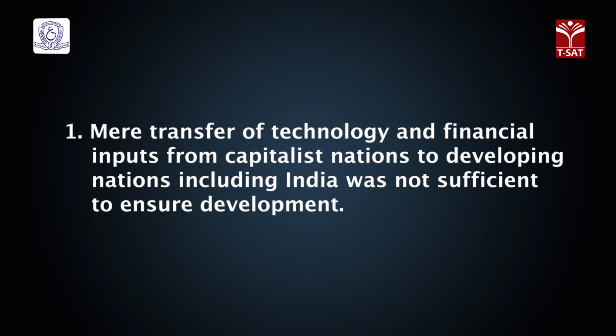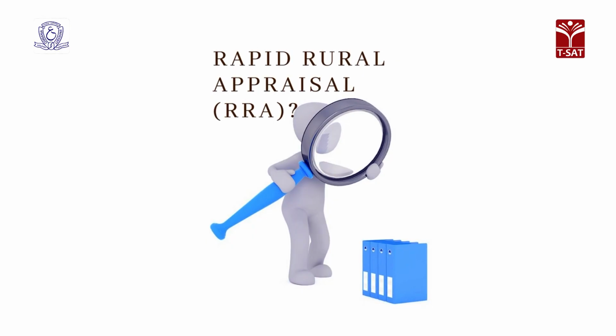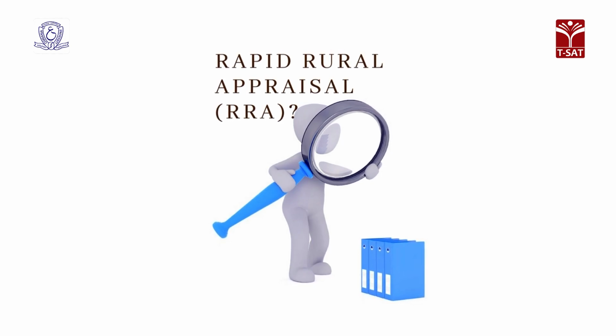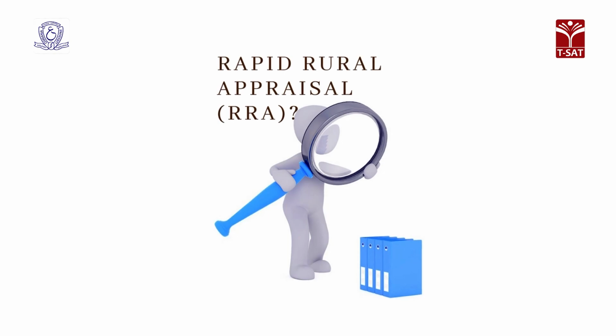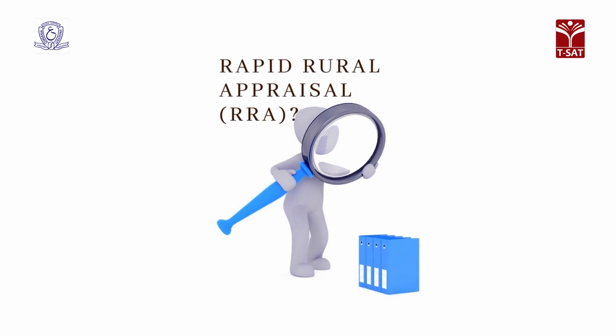The two prominent reasons are, firstly, mere transfer of technology and financial inputs from capitalist nations to developing nations, including India, was not sufficient to ensure development. It was felt that the traditional indigenous knowledge and practices, which form an inseparable part of rural community, were undermined. Thus emerged a new research technique called RRA, or Rapid Rural Appraisal, which aimed at having a more comprehensive understanding of the complexities of communities.